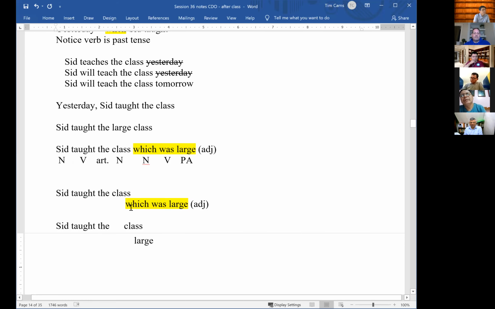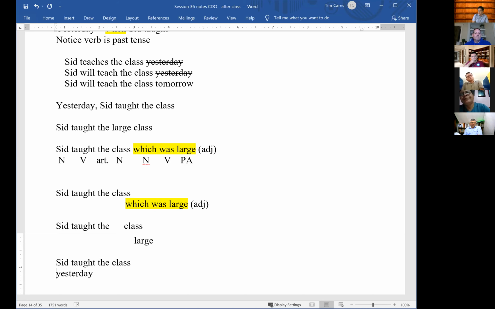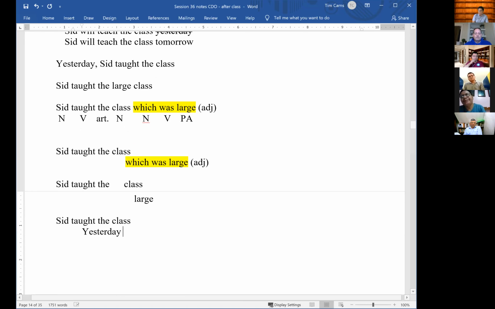In both cases, "large" is modifying "class," and "which was large" is modifying "class." It's telling us something about the class. But if I have "Sid taught the class yesterday," "yesterday" is modifying "taught." So I'd put that under the verb, because it's telling us when he taught.